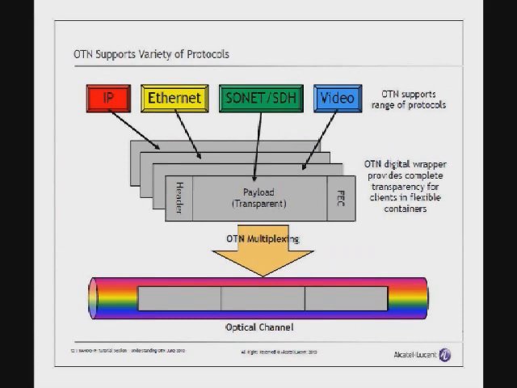So just as a graphic, being able to take IP, Ethernet, SONET, video, and put them into payloads and add forward error correction information and a header to provide information about this container now, and pass that through a multiplexing arrangement and then out onto an optical channel.